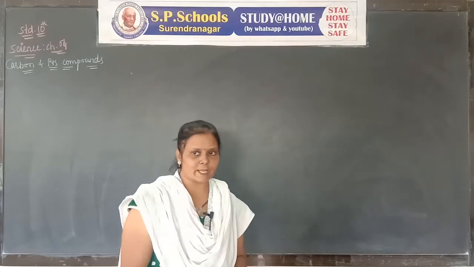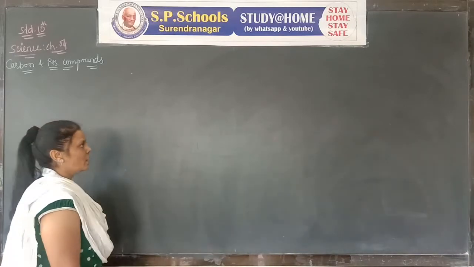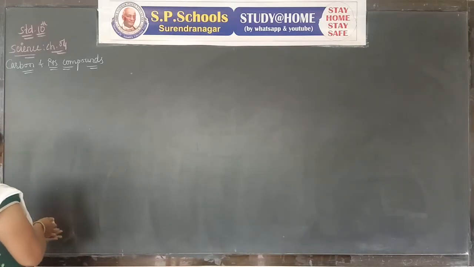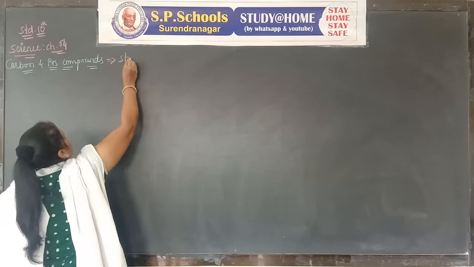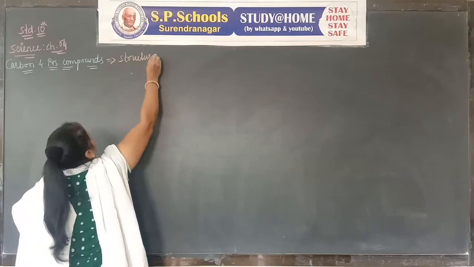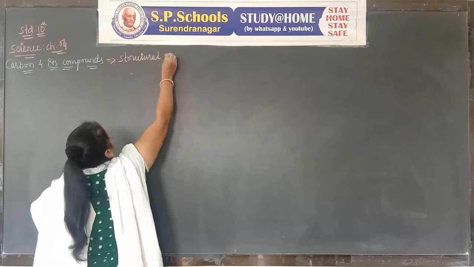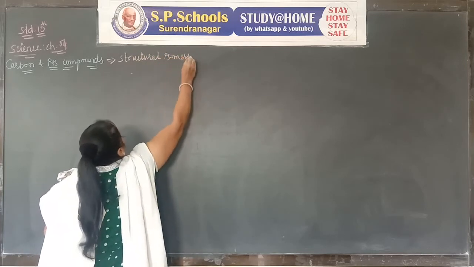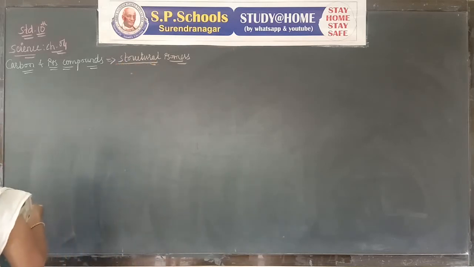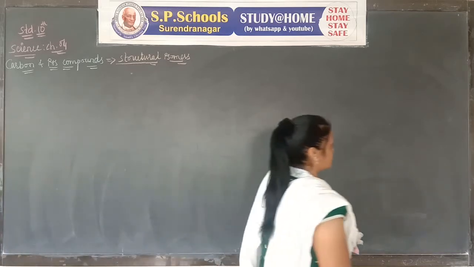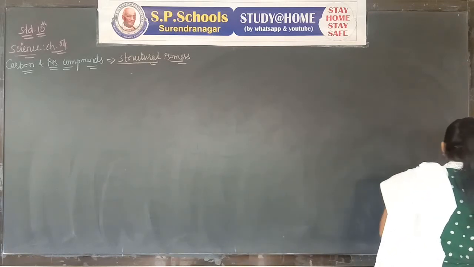In chapter number 4, carbon and its compounds, let's go through another theory. What is a structural isomer? Give its examples or explain it with examples. Let's write about first structural isomers.